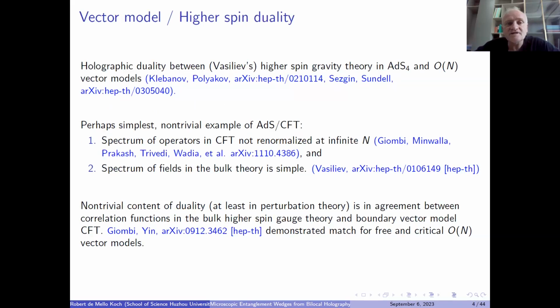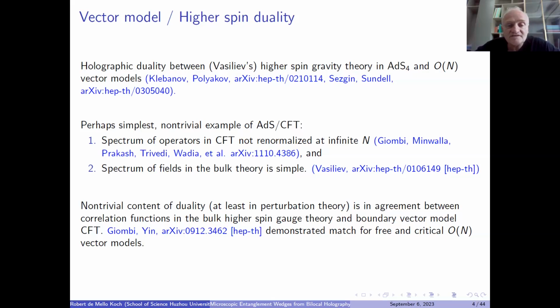So the duality that we're talking about here is a duality between Vasiliev's higher spin gravity in AdS4 and O(N) vector models. This is possibly one of the simplest non-trivial examples of AdS/CFT. In particular, we know that the spectrum of operators in the CFT is not renormalized at infinite N. So we know the complete set of anomalous dimensions, at least for the single trace primaries. So we know the spectrum of the single trace primaries very well. And that means we know the spectrum of fields in the dual gravity very well. So this makes it a particularly simple example to study.